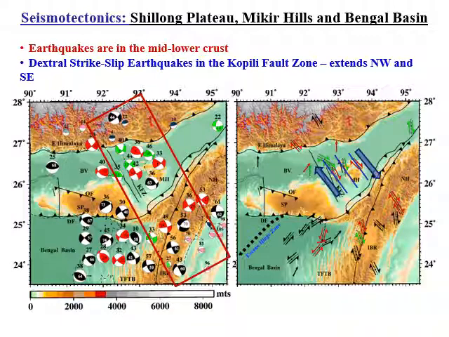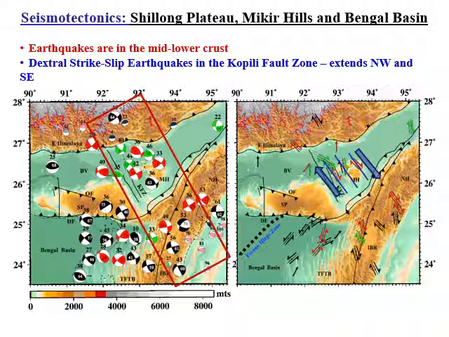Next, we look at the earthquakes in the Kopili fault zone, which is marked by the red box. What you can clearly see again is that these earthquakes are in the mid to lower crust, and the sense of motion, if you consider the northwest-southeast oriented planes as your fault planes, is that these are dextral strike slip earthquakes which happen in the Kopili fault zone.